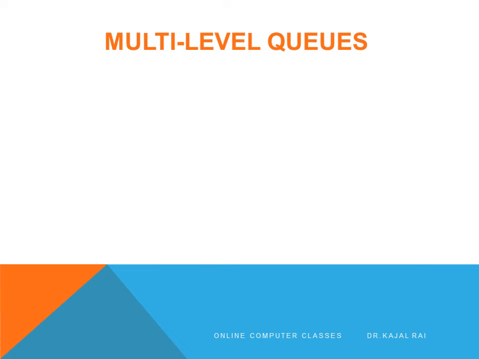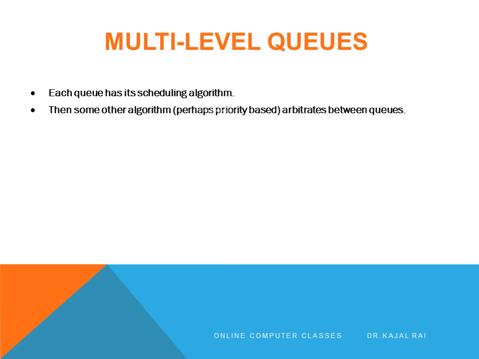Let's come to multi-level queue scheduling. In this there are multiple queues. Each queue has its own scheduling algorithm. For one queue it may be FCFS, for a second one it may be round robin, for a third one it may be SJF or any other. So each queue has its own scheduling algorithm. It has multiple queues, and then some other algorithm arbitrates between queues and can use feedback to move between the queues.